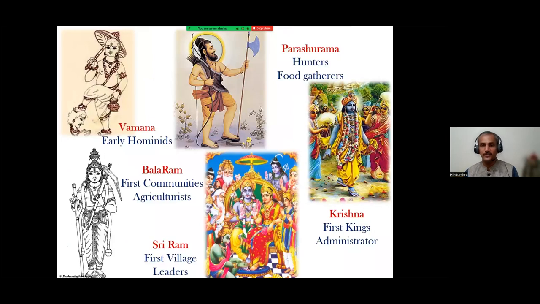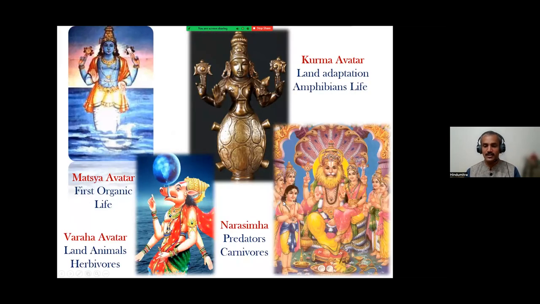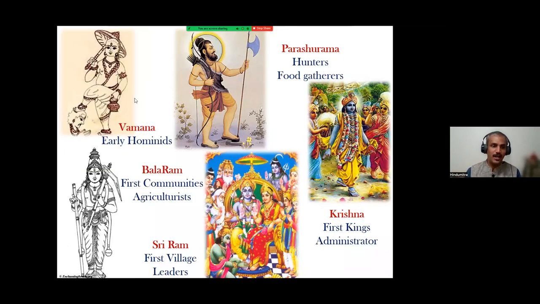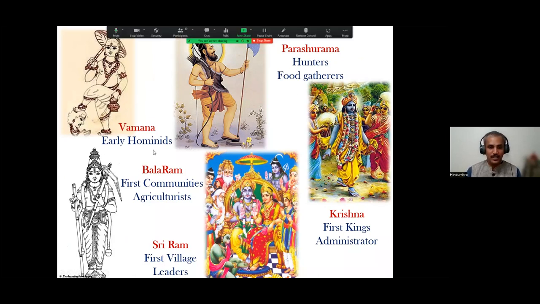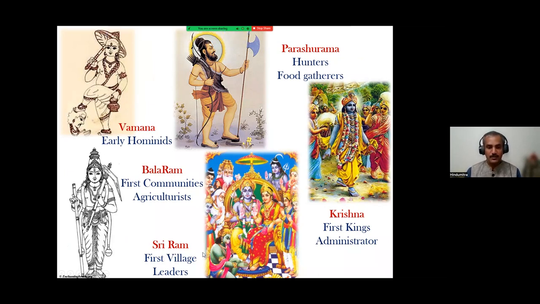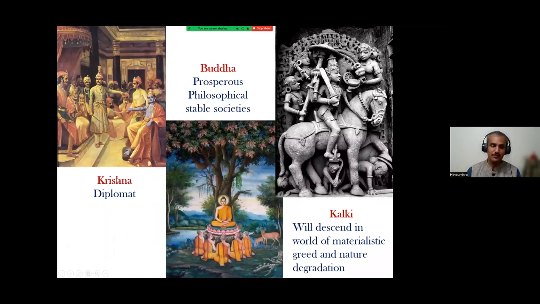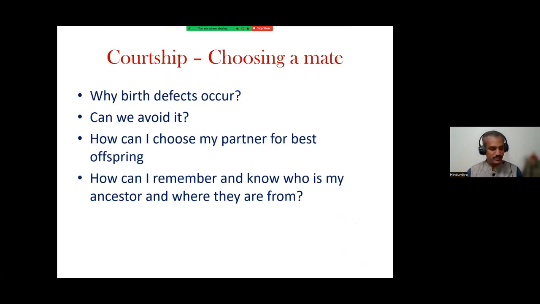Then the story turns to the human side. This is the anthropological side, the evolutionary side of life. Vamana represents early hominids, small primates. Then Parashurama, which represents the hunters and gatherers, food gatherers. Then Balarama, the first agricultural communities. Then Sri Rama, the first village leaders. Then comes Krishna, who is an administrator as well as a diplomat. Then Buddha is a prosperous, philosophical, stable society. And the Kalki, who will descend when the world turns into materialistic greed and when nature degrades. So this is how it has been portrayed, which is quite the same as the evolutionary theory.